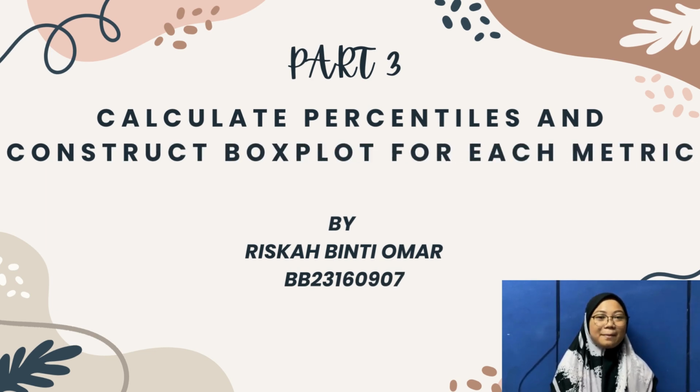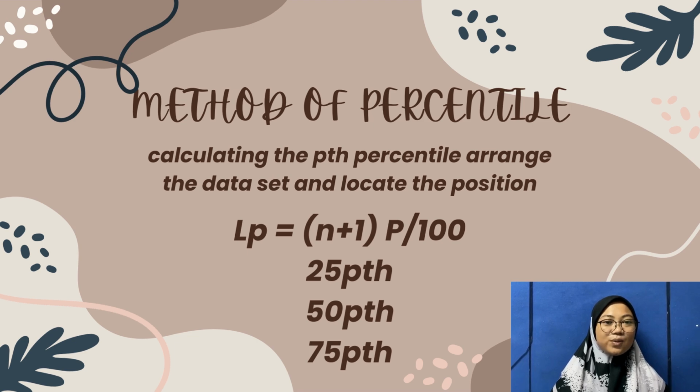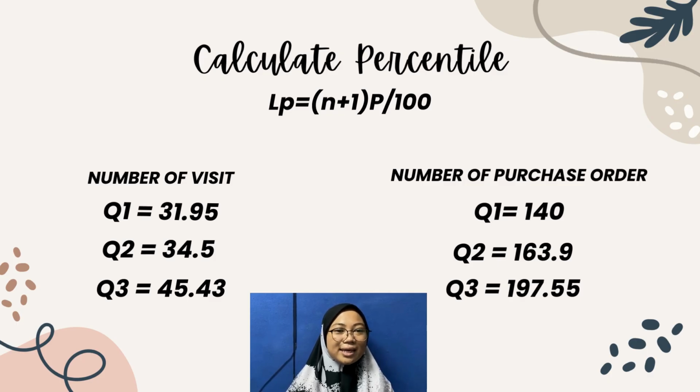My part is part 3 about calculating percentile and constructing the box plot. To calculate percentile, we have to follow the formula for 25%, 50% and 75%. By using the formula, we can get the answer for number of visit and number of purchase order.